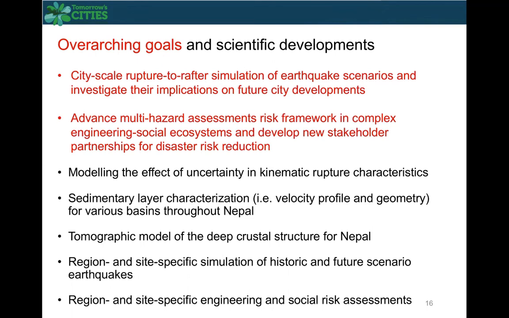Region and site specific simulation of historic and future earthquake scenarios will be conducted in order to have a more accurate and reasonable basis for conducting the site-specific engineering and social risk assessments.